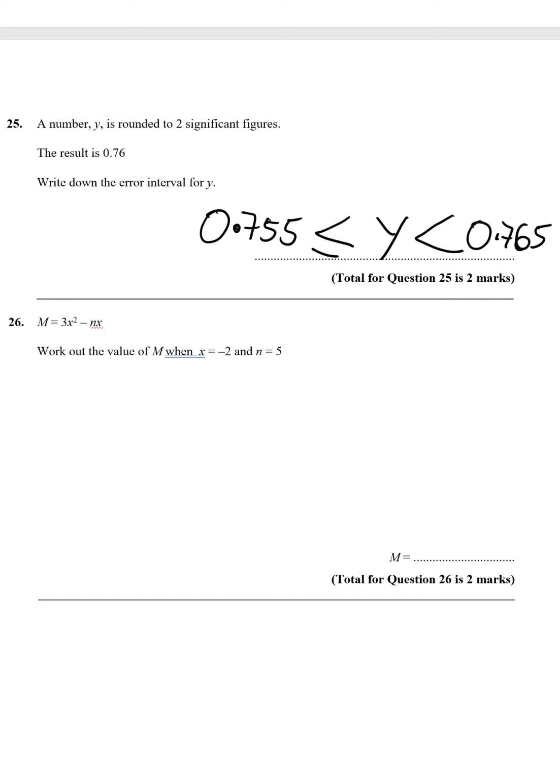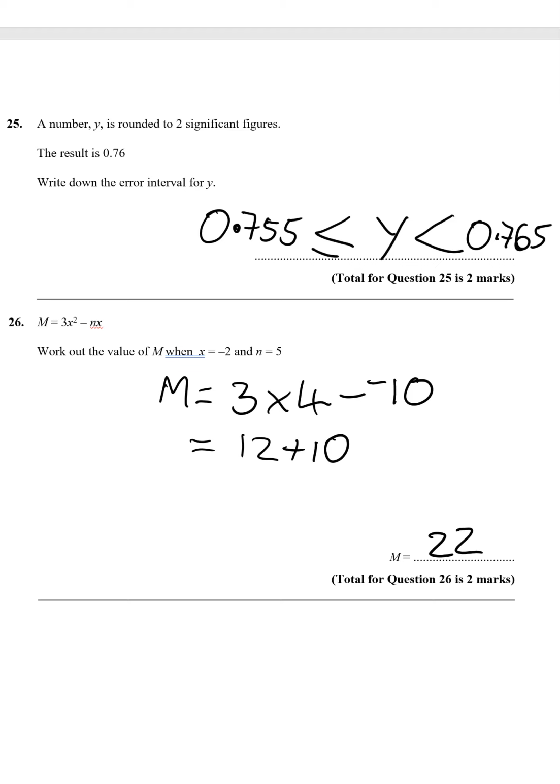Now, work out the value of m when x is -2 and n is 5. So m is equal to 3 times -2 squared, which is 4, minus 5 times -2, which is -10. So therefore you've got 12 plus 10, 22.